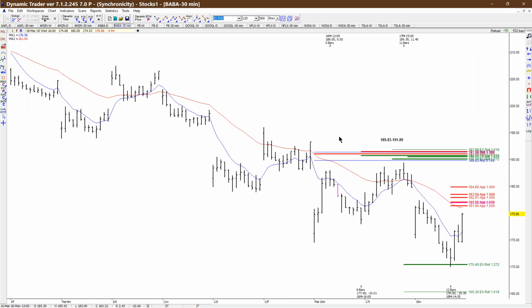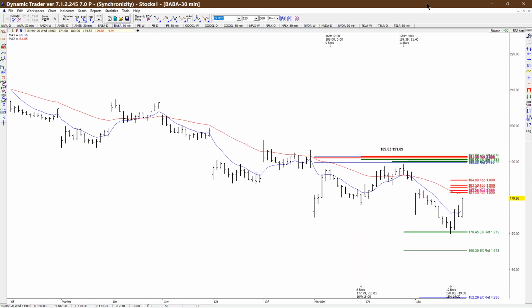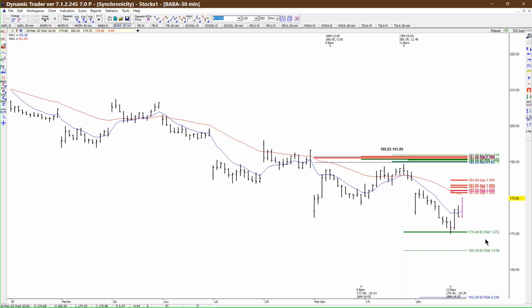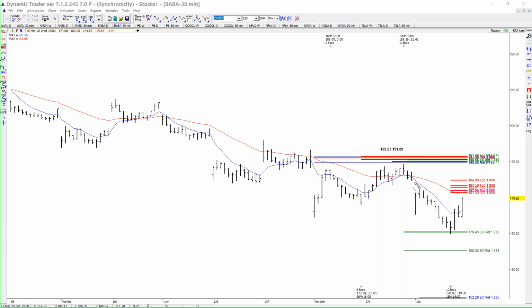And BABA, so I had a sell zone in BABA that was coming in at 189.83 to 191.89. It held the zone. It wasn't a perfect hit, but it hit and it held and it triggered on the short side. And you met target number one. So that was a decline of $19.39. So again, day trade, sure.